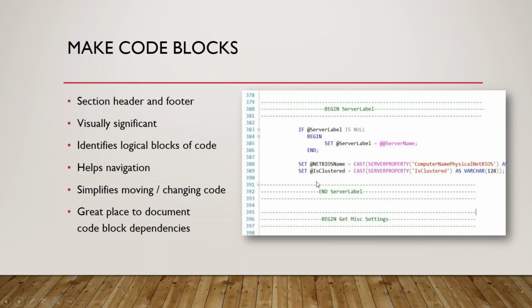Any logical block of code within a stored procedure gets a begin tag and an end tag, which is absolutely fantastic, both for finding things visually. It's like a chapter header in a book, right? So it's a nice navigation tool. It identifies a logical block of code, so if you say, you know what, I need to add logging, and that should go immediately after the server label section. Gee, I wonder where that ends. Oh, I already can see where I should insert the code.